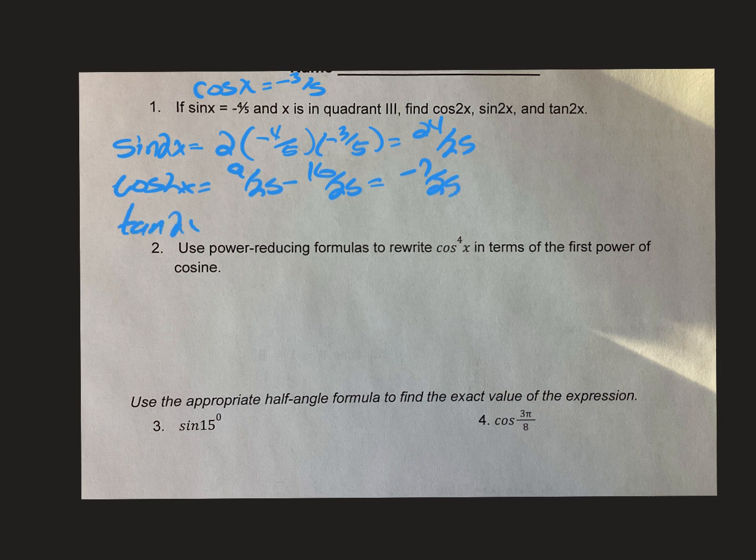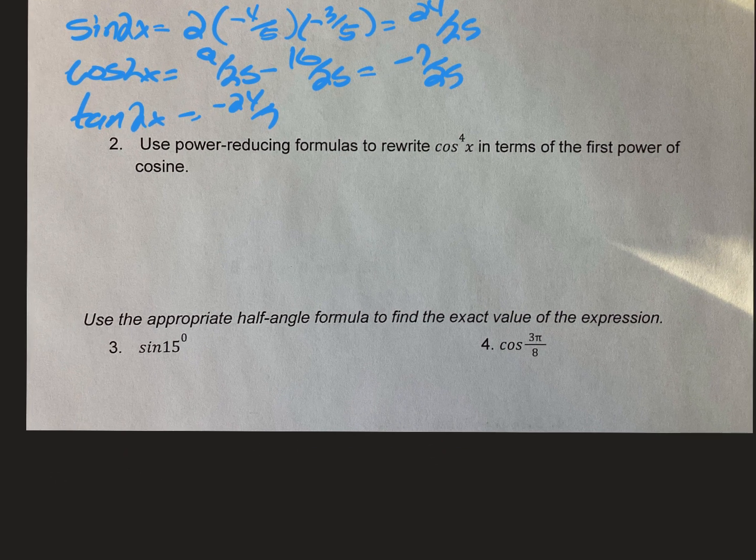Tangent 2x, remember tangent is just sine over cosine. If I put the sine over cosine, the 25s on the denominators would cancel. I get negative 24/7. That's all you got to do there. Number 2, the doozy, cosine to the 4th power.